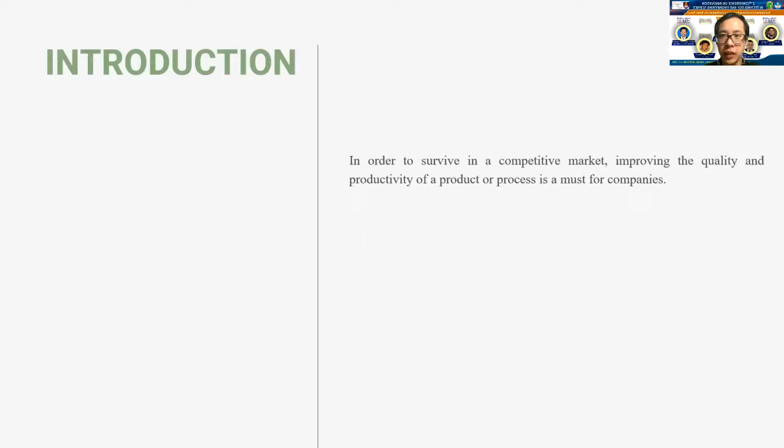In order to survive in a competitive market, improving the quality and productivity of a product or process is a must for a company. The quality of the company or business and product productivity are the key to success for the development of the company production system. Because quality is the main factor for consumers in choosing the product. So, using quality control can help a company face global competition with other companies' products. One of the methods that can be used for quality control is statistical quality control.